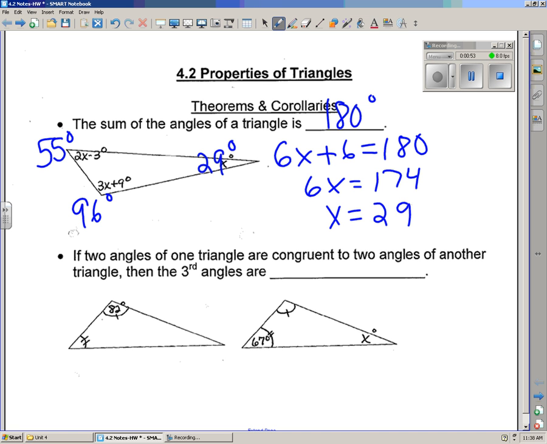So this triangle, classified by its angles, would definitely be an obtuse triangle because one angle is greater than 90. If we asked to classify it by its sides, then it would be scalene.